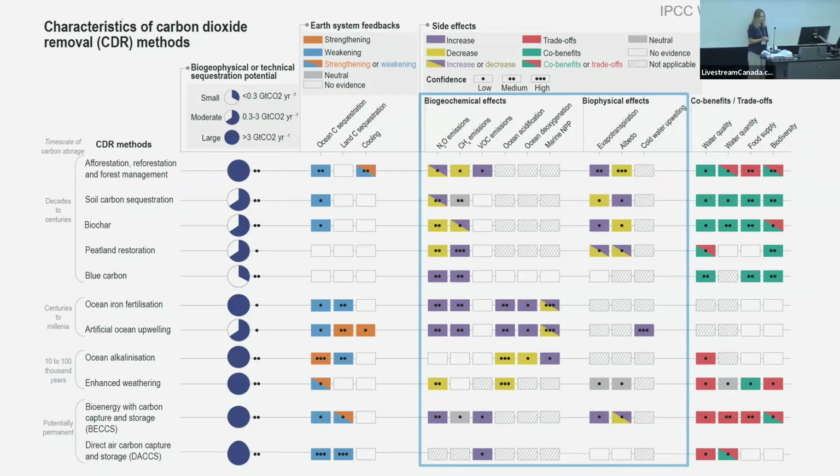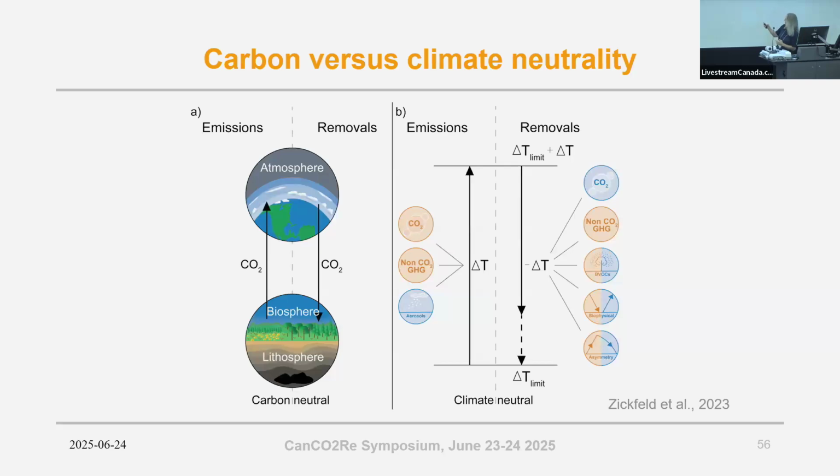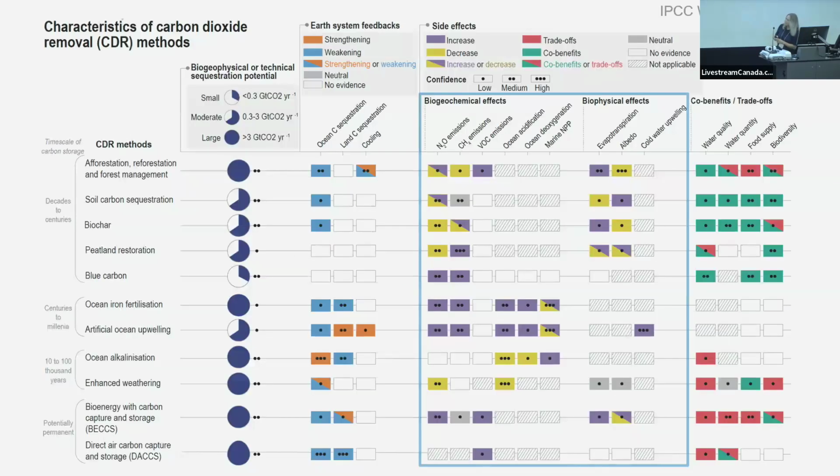And for example, if you look at, let's say, BECCS, which is the second last from the bottom. So you see some of these purple boxes, which is an indication that there are additional effects, but also potentially some effects on the surface energy balance.